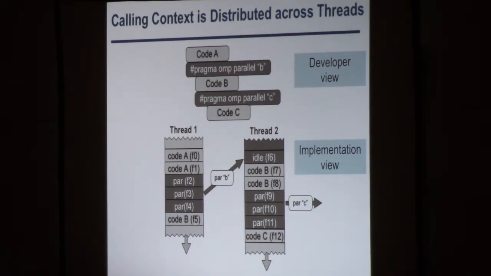Then it encounters the parallel region C, and so we end up with some frames on the stack from the runtime system, and then eventually a task gets dispatched for region C. So there's a big gap between the developer's view, which is shown on the top, and the implementation view that's shown at the bottom.